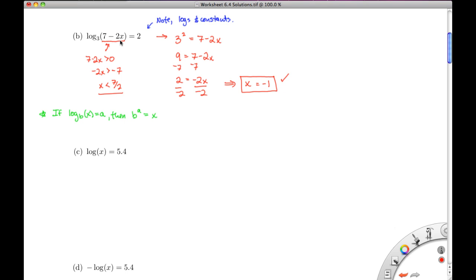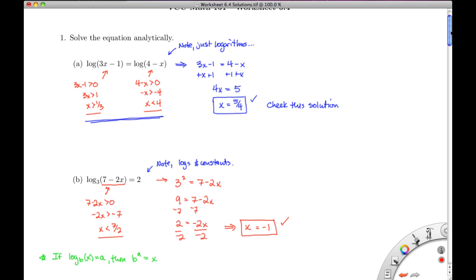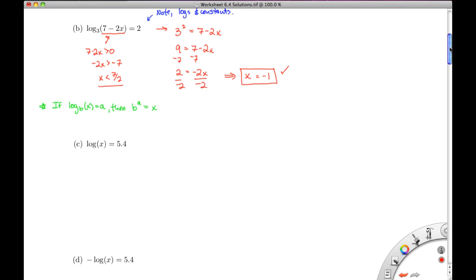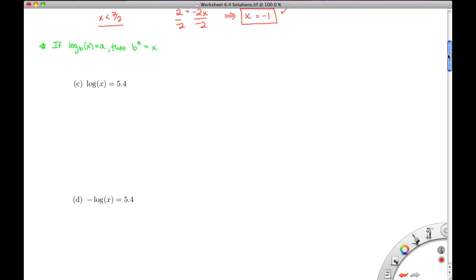So those are the two different scenarios that we're going to run into. Either we have two logs, log on one side, log on the other, and we equate the arguments like we did in part A, or we're going to get a log on one side and a constant on the other, and then solve however we need to. That's what we see here in part C.